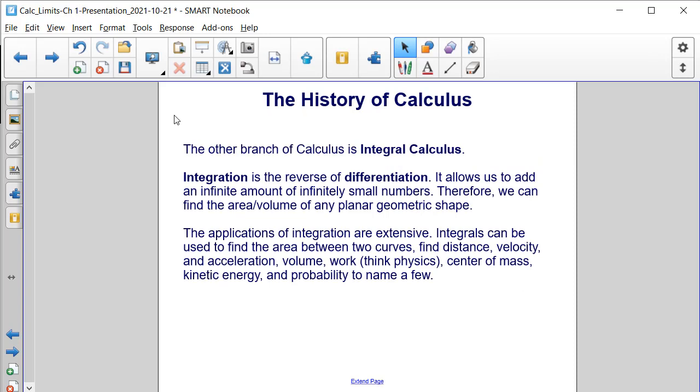The other branch of calculus is integral calculus. Integration is the reverse of differentiation. It allows us to add an infinite amount of infinitely small numbers, and therefore we can find the area or volume of any planar geometric shape. Applications of integration are also extensive. Integrals can be used to find the area between two curves, find the distance of an object, its velocity and acceleration. It can also be used to find volume. It can also be used to solve work problems, how to find the center of mass or kinetic energy, and it deals with probability, to name a few.